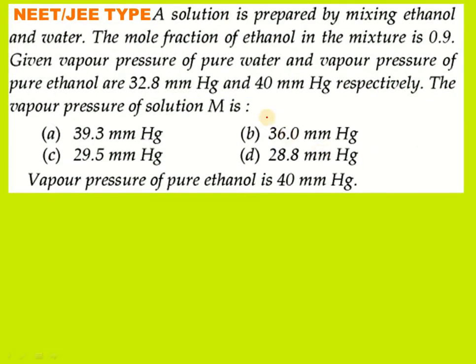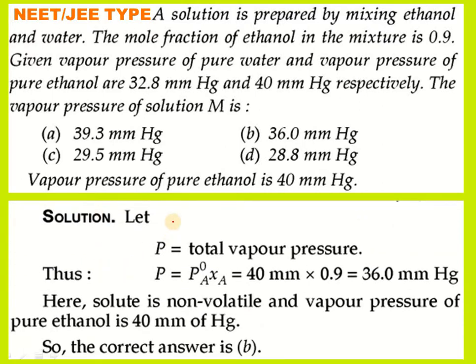See the next question. A solution is prepared by mixing ethanol and water. The mole fraction of ethanol in the mixture is 0.9. Given vapor pressure of pure water and vapor pressure of pure ethanol are 32.8 mm Hg and 40 mm Hg respectively. The vapor pressure of solution is how much? So they are giving vapor pressure of pure ethanol as 40 mm of Hg. From this we can find.